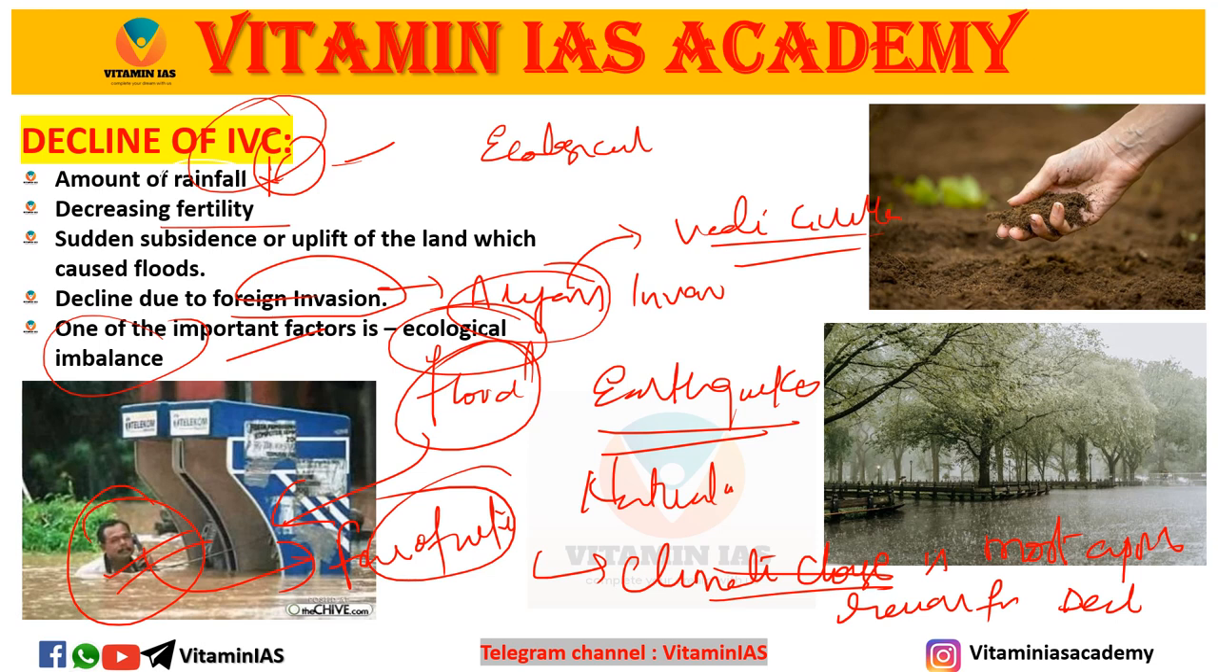Again, the most possible causes for the declining of the Harappan civilization are Aryan invasion, ecological disturbance, change in river course, low rainfall, floods, drying of Ghaggar, increasing aridity and earthquakes, natural calamities, and most of all, climate change is the most appropriate reason for the declining of IVC as per scientists.